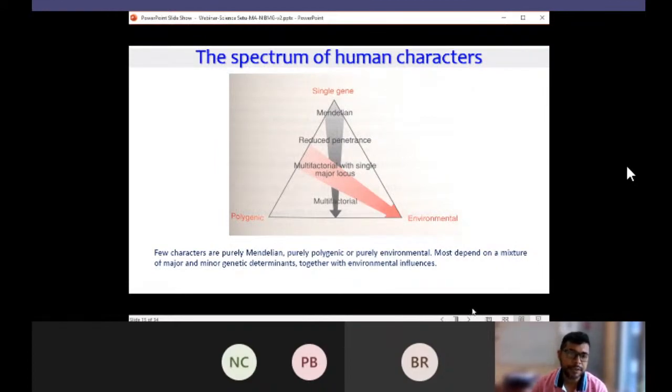If we look at the spectrum of human characters, this is derived from the book of Human Molecular Genetics by Tom Strachan and P. Reed. You can see that there is a single gene that is Mendelian definitely. Then there is reduced penetrance, and then there are multifactorial traits with a single major locus. So these components consist of these rare congenital diseases where you not only get the single gene with Mendelian trait, but you also get genetic heterogeneity there.